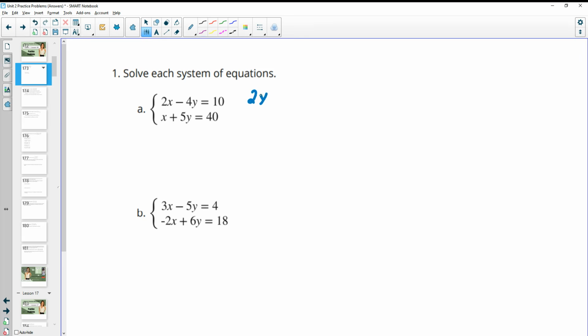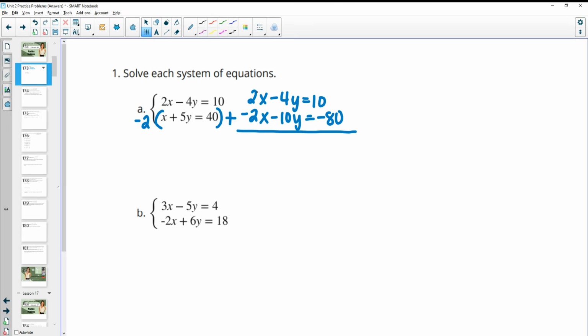So I'm going to rewrite this first equation, and then I am going to multiply this second equation by -2. So when I multiply x by -2, I get -2x. Multiply 5y by -2, and I get -10y. And then multiply 40 by -2, and I get -80. This gives me opposite numbers in front of the x's. So I am going to add these two equations together.